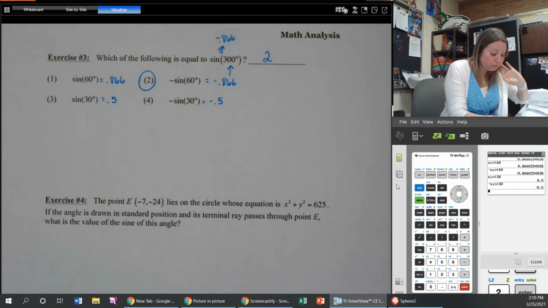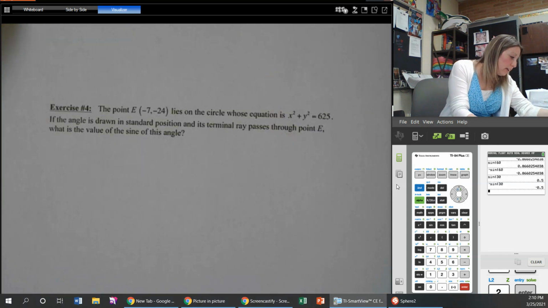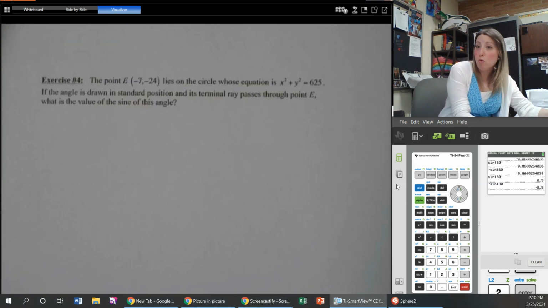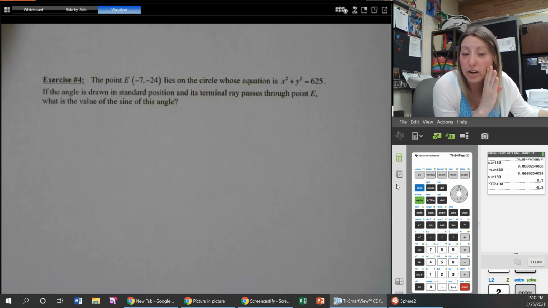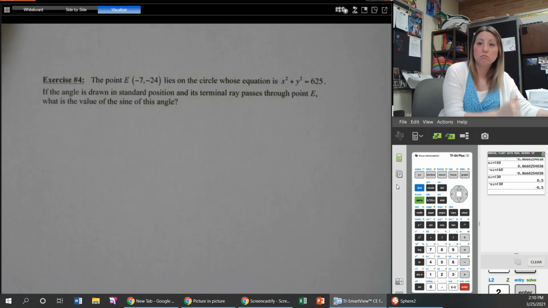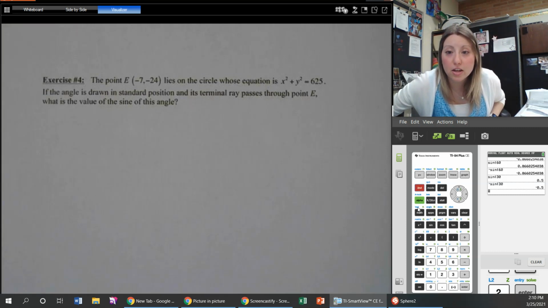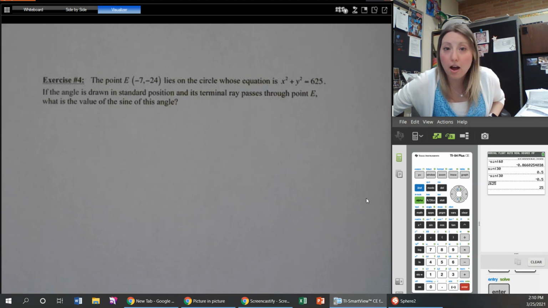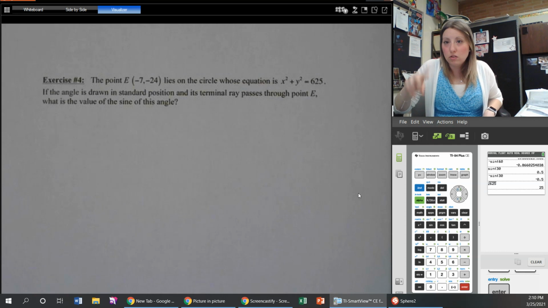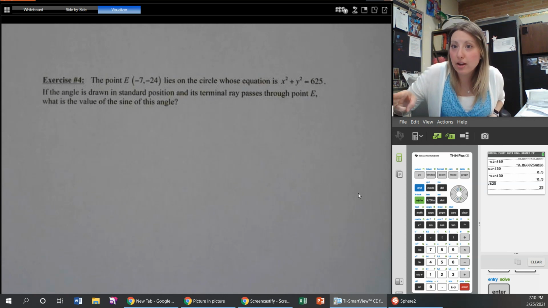So these are awesome. The point E is -7, -24. Well, that means it's in the third quadrant because both x and y are negative. And it lies on a circle whose equation is x squared plus y squared equals 625. So that means my center is 0, 0, and my radius is whatever the square root of 625 is, okay? So let's see what that is. That'll be the radius. 25, okay. Oh, 7, 24, 25, Pythagorean triple.